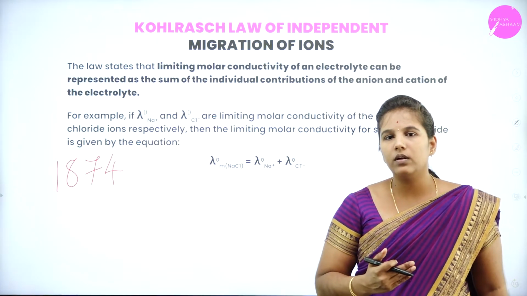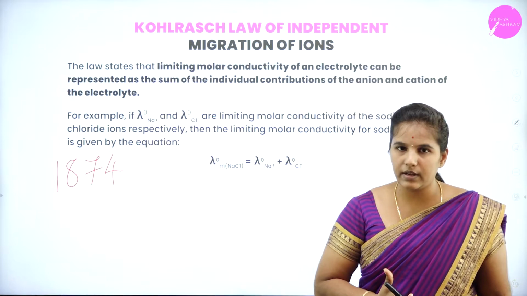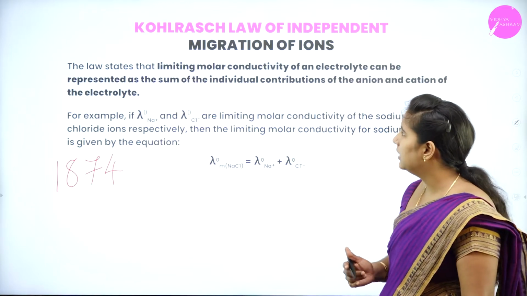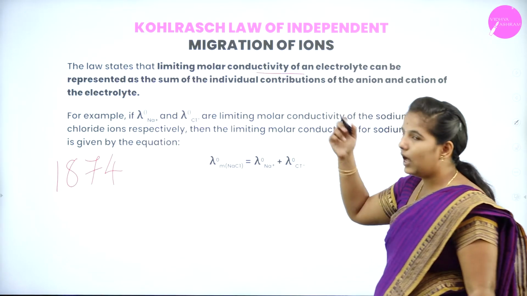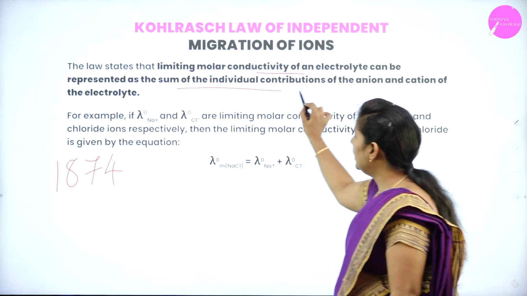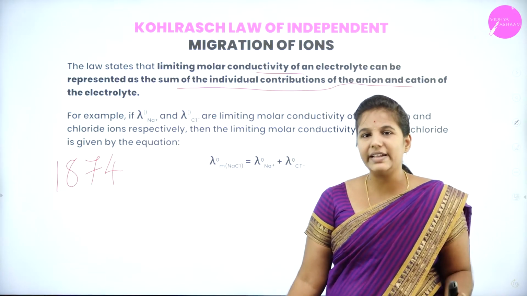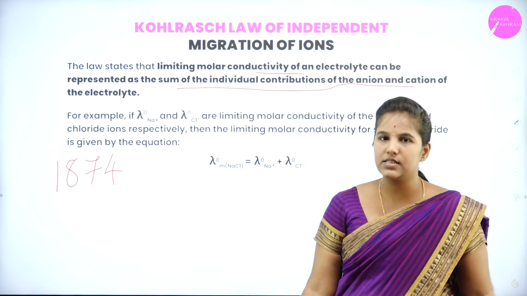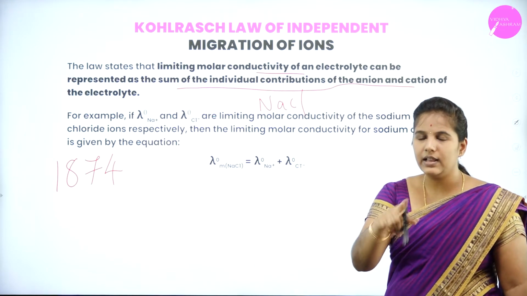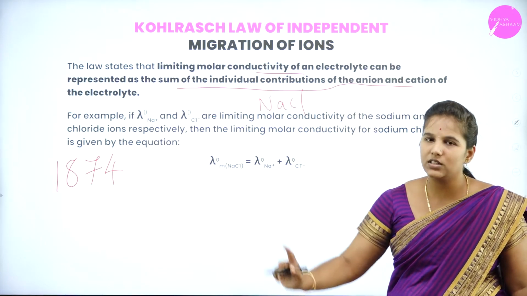So, how did he find it? He found it out by considering various types of electrolytes. Once he studied the various electrolytes, he came to the conclusion that the limiting molar conductivity of an electrolyte is mainly due to the presence of individual ions in the solution. It is due to the individual cations and anions present in the solution. For example, if I take sodium chloride as an electrolyte, here I cannot expect the limiting molar conductivity as we expect in the strong electrolyte.